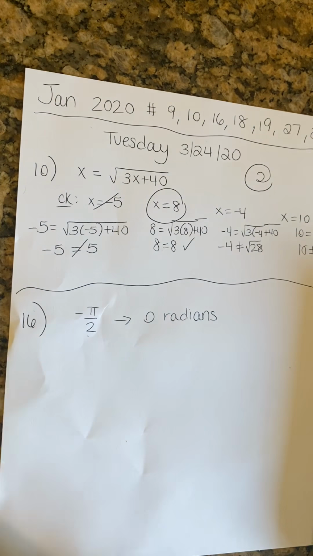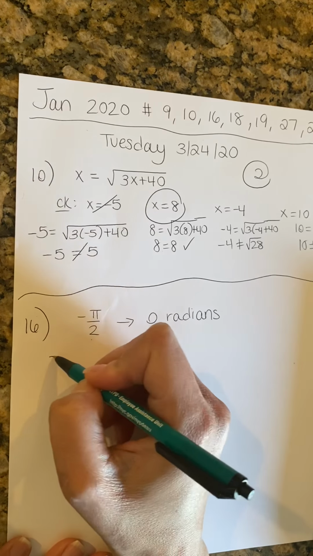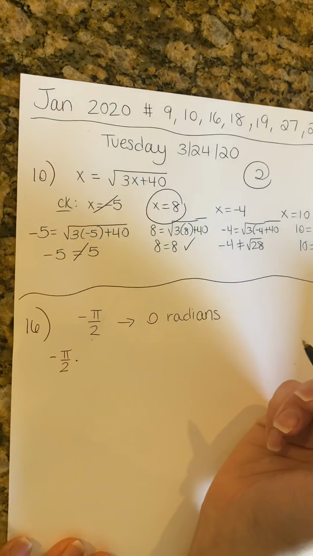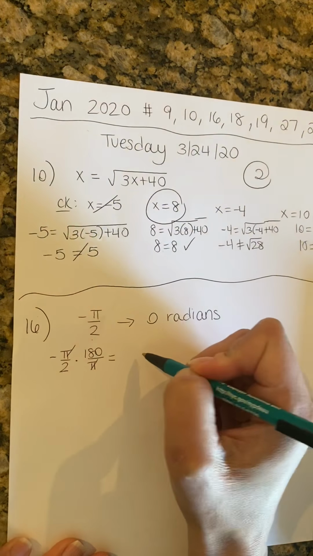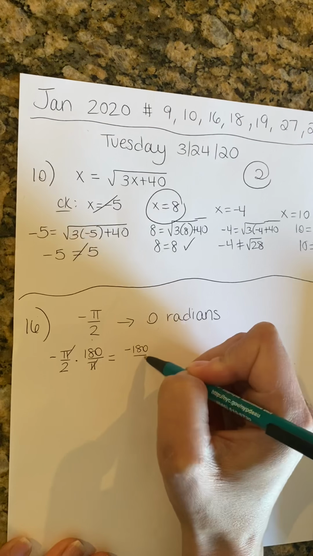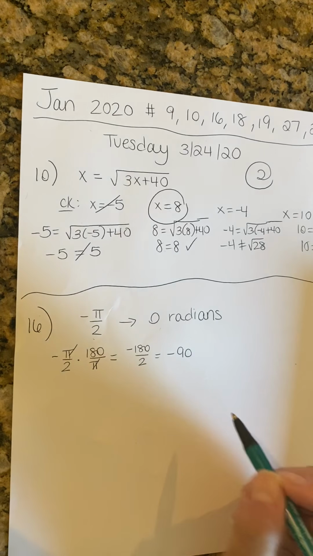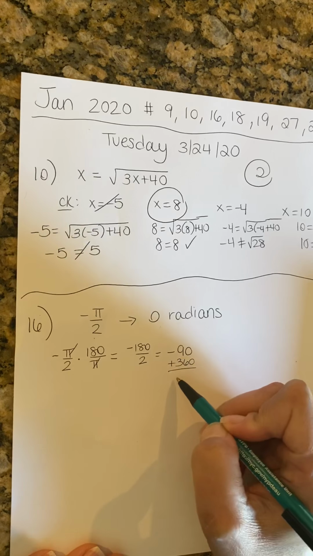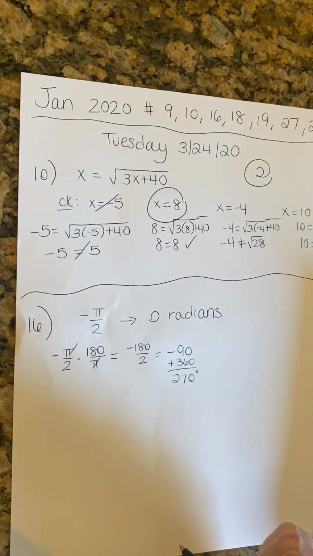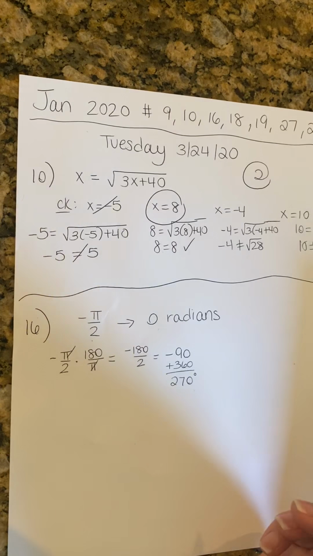Okay, now we know a lot more about degrees than we do radians. So first thing I'm gonna do is change these into degrees. So if we remember, to change from a radian to a degree, we're gonna multiply by 180 over pi. Pi's cancel. So we have negative 180 over 2, which is negative 90. Now if we don't want to deal with negative 90, we add 360 to that, we get 270 degrees. So negative pi over 2 is the same as 270, which we know a lot more about.